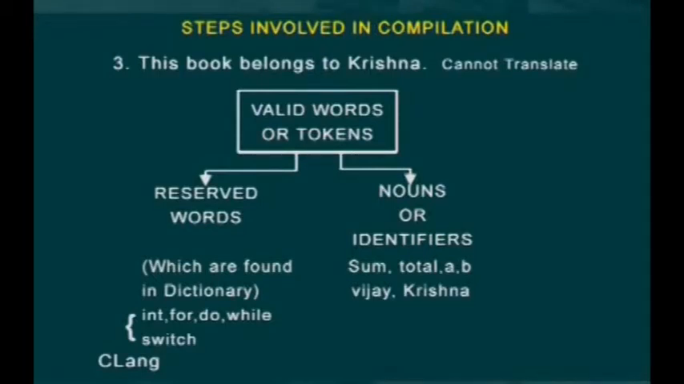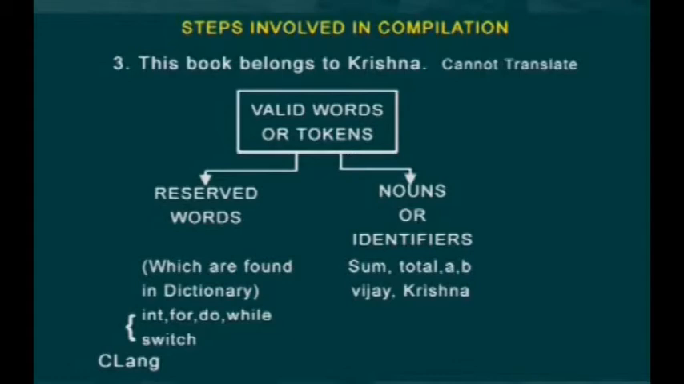Reserved words, which are found in a dictionary. For example, the reserved words of C language are int, for, do, while, switch and so on. These are all the reserved words, that means the words defined by the language. Other type of valid words are tokens or nouns or identifiers. These are the words defined by the user. For example, sum, total, A, comma, B, T.